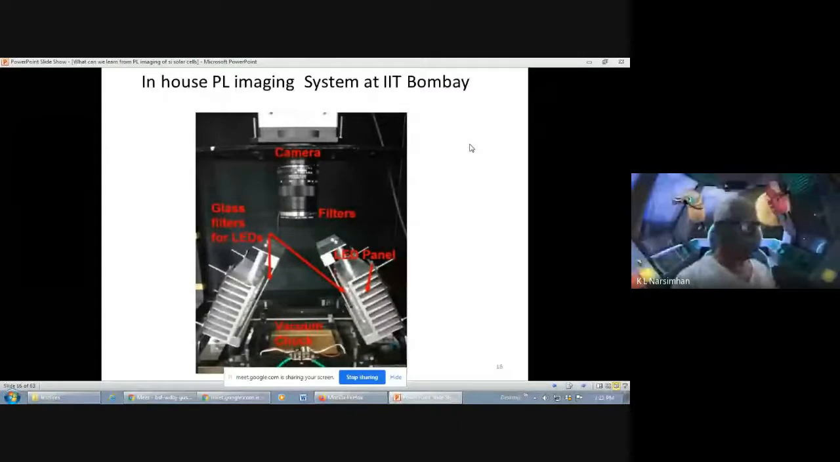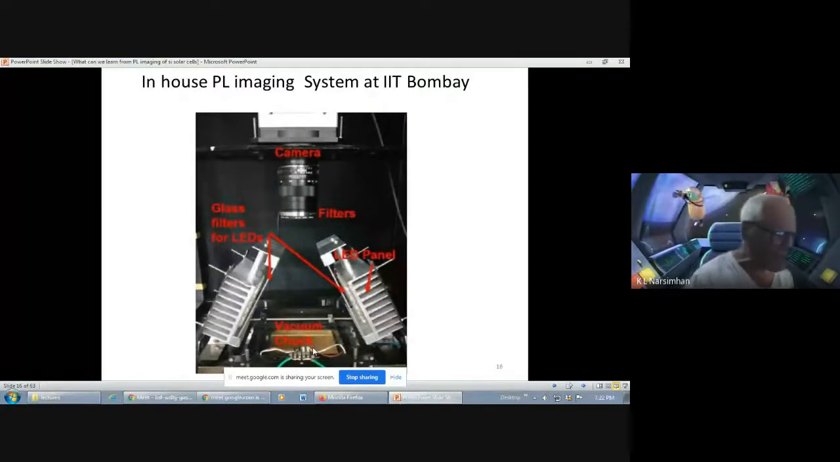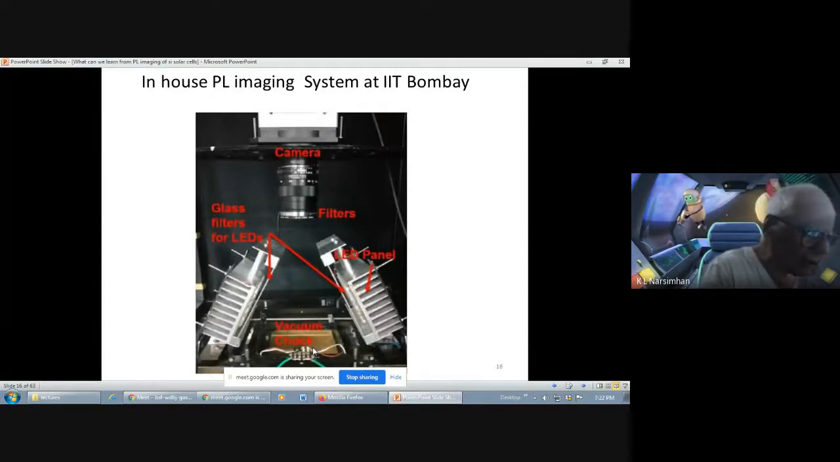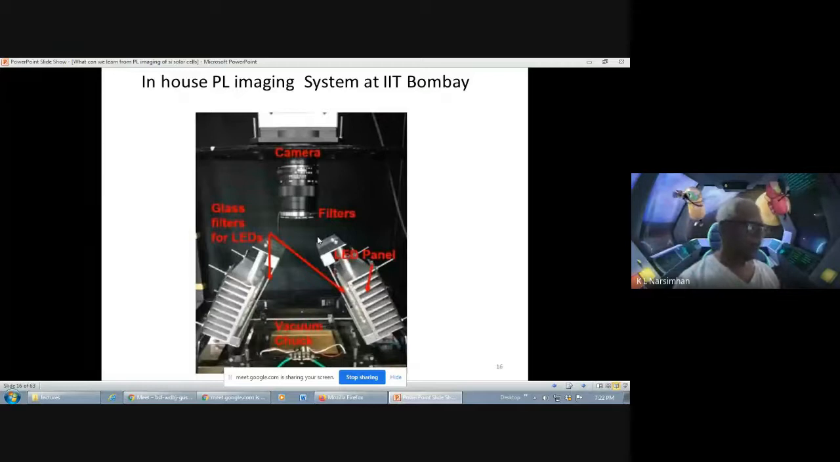So here is an example of such an imaging system. The sample is mounted on a chuck, and then you have two light sources. The light sources in this case are just a bank of LEDs, and you have two of them so that you make the light uniform all over the sample, because otherwise non-uniformity in light will create non-uniformity in generation, and that will create non-uniformity in the intensity, and that will not be a measure of tau. So making it uniform is very important, and that is why the design of the source becomes such a big issue. Then you have to have all kinds of filters, and here's the camera.